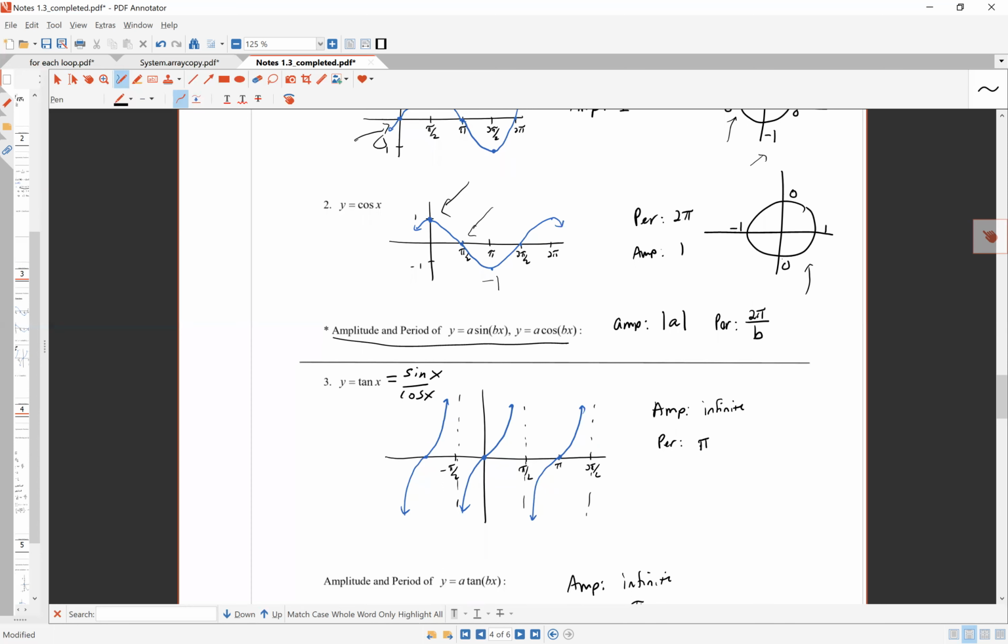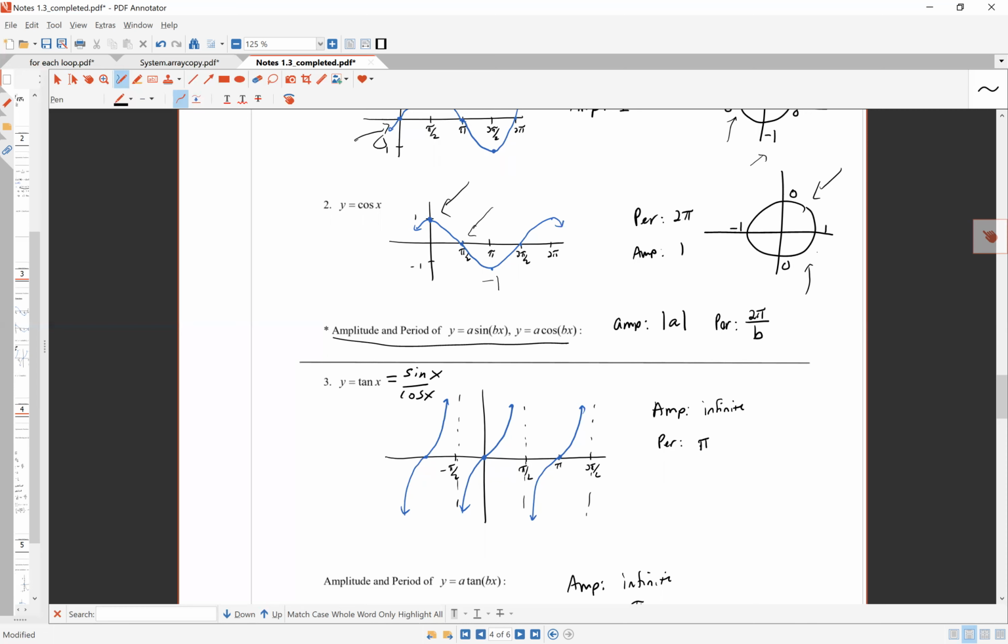Sine and cosine are positive in the interval 0 to pi over 2, right? Sine and cosine are both positive in the first quadrant. But in the fourth quadrant, from minus pi over 2 to 0, the sine function is negative, but cosine is positive. So the tangent function is negative.